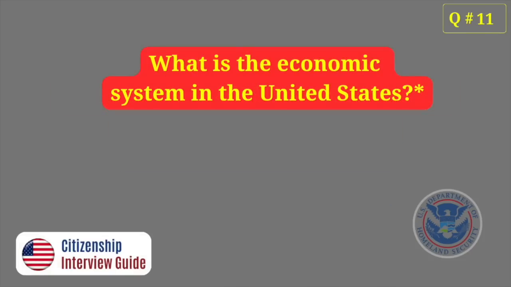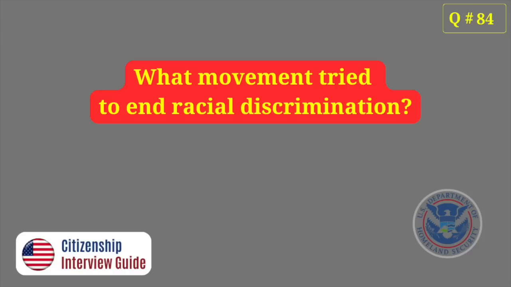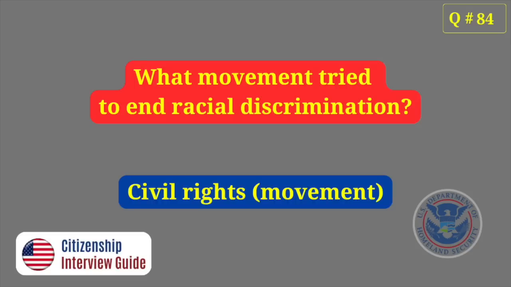What is the economic system in the United States? Capitalist economy. What movement tried to end racial discrimination? Civil rights movement.